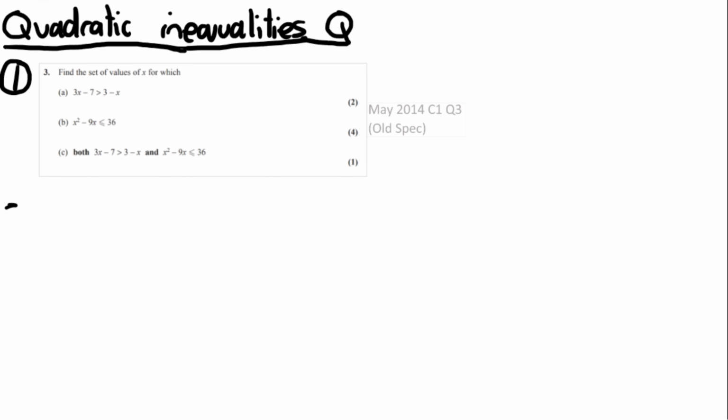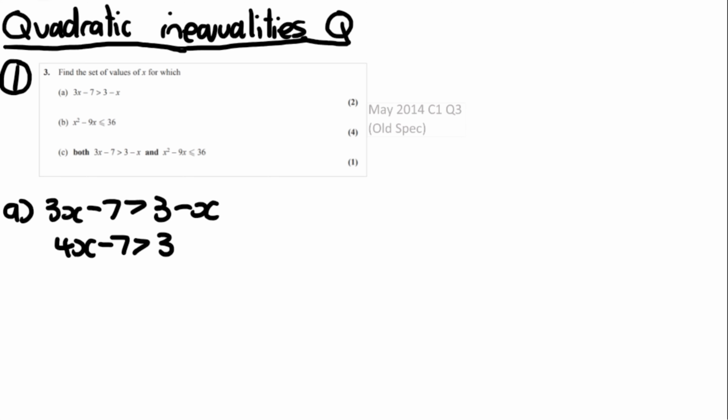Okay, so for part A, this is just a linear inequality. 3x minus 7 is greater than 3 minus x. So we bring the x's onto one side to make 4x minus 7 is greater than 3. And then we bring the minus 7 onto the other side to do 4x is greater than 10. And then we divide everything by 4 to get x is greater than 10 over 4, which is equal to 5 over 2. So that's the answer.